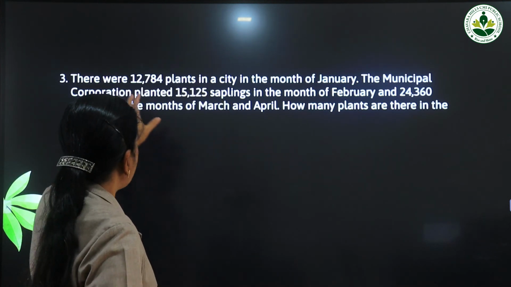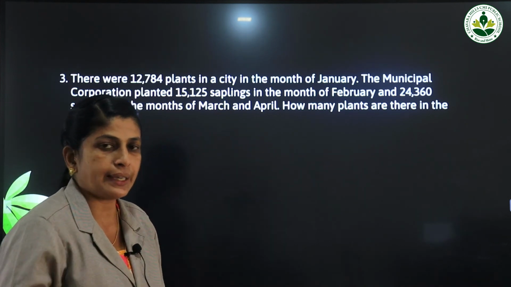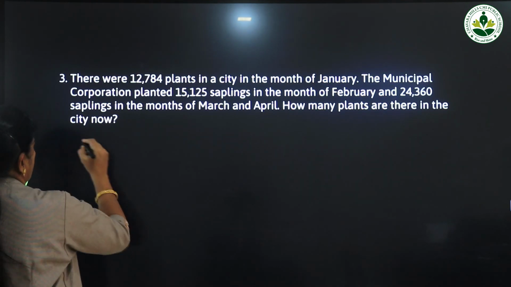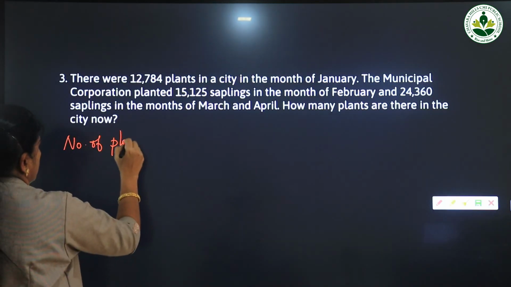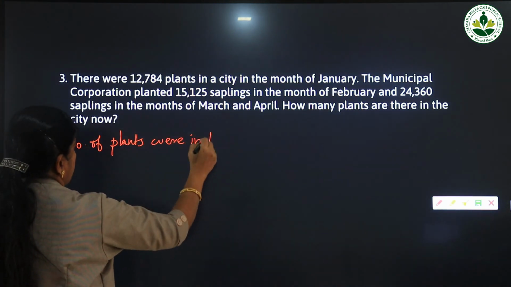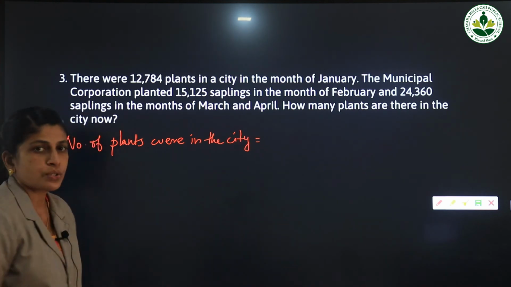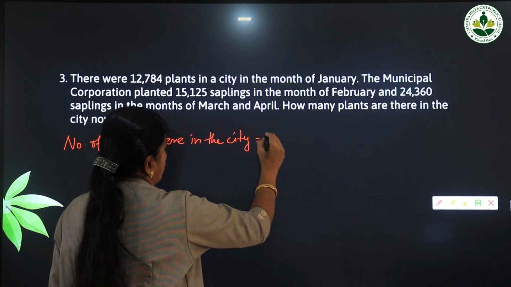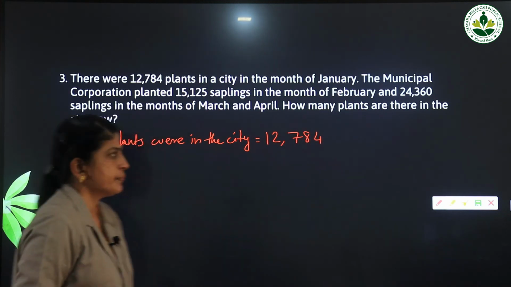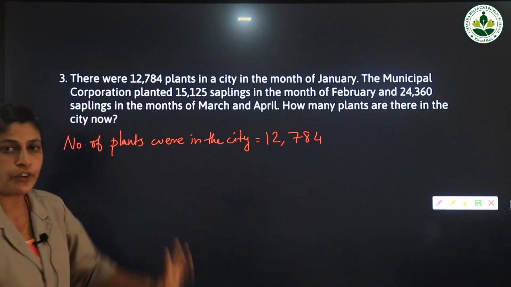Therefore, first there are 12,784 plants. Therefore, how do we write that in a sentence? That in words, number of plants were in the city. Number of plants were in the city. How many plants were there in the city? There are 12,784 plants. Then number of saplings planted in the month of February.